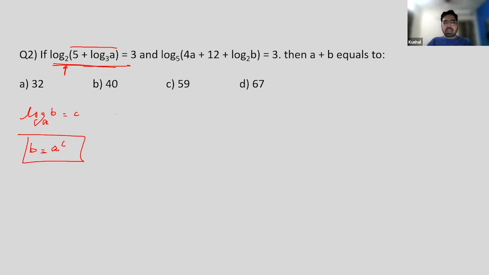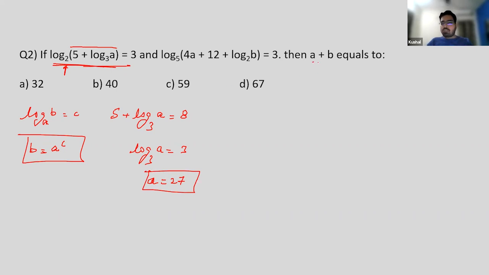So can I then apply it over here and rewrite this as 5 plus log base 3 of a is equal to 2 cube, which is nothing but 8. So log base 3 of a is equal to 8 minus 5, which is 3. So can I then rewrite the value of a as 3 cube, which is 27.